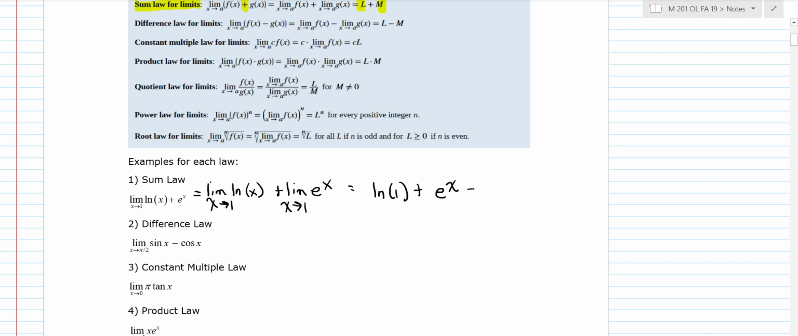And what you would have is ln of 1 is equal to 0. Hold on, teacher, that's got to be a 1. Okay, so plug in the 1. So you'd have 0 plus e, so that would be equal to e. That's how that law works.